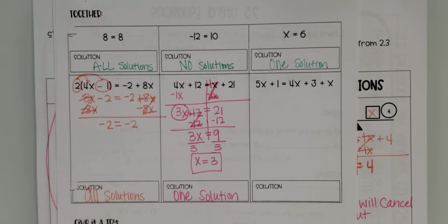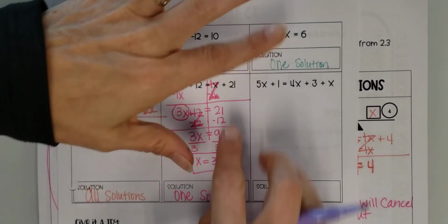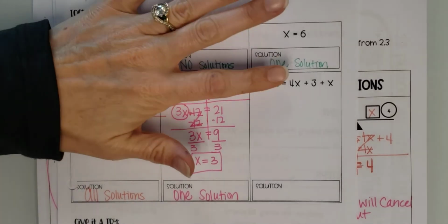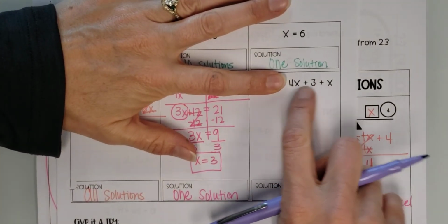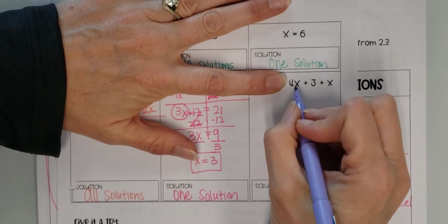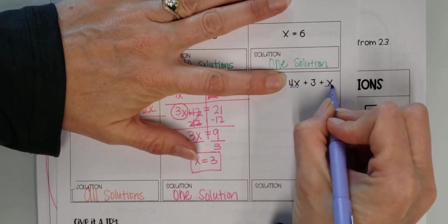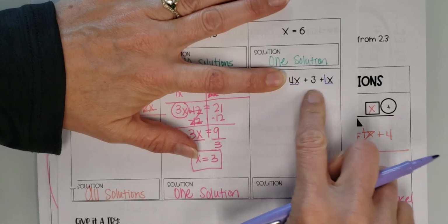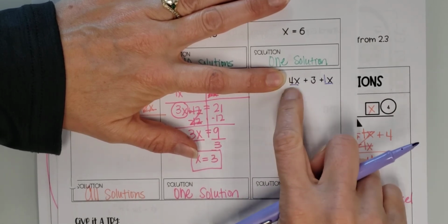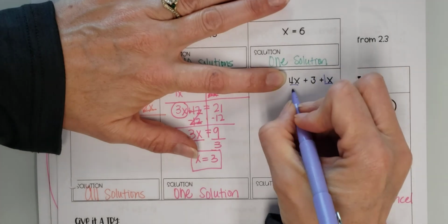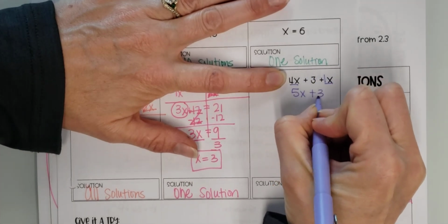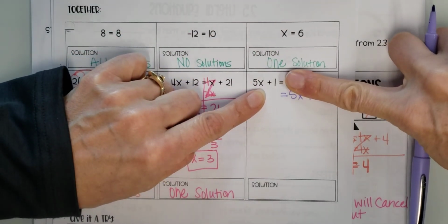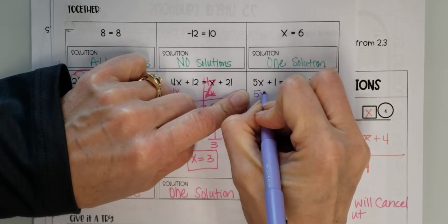So again, the first step is D. There's no grouping symbol, so we have nothing to distribute. C, combine like terms. So over here I have some terms I can combine. So I can combine this term with an X and this term with an X, and this is a 1. So that's 5x, because 4 plus 1 is 5, and then I have the plus 3. So 5x plus 3 equals, and then I have nothing to combine over here. I just have 5x plus 1.